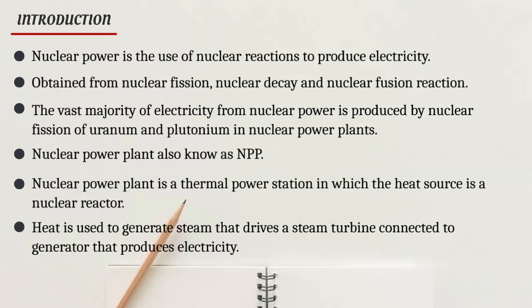The vast majority of electricity from nuclear power is produced by nuclear fission of uranium and plutonium in a nuclear power plant, also known as NPP. A nuclear power plant is a thermal power station in which the heat source is a nuclear reactor. Heat is used to generate steam that drives a steam turbine connected to a generator that produces the electricity.